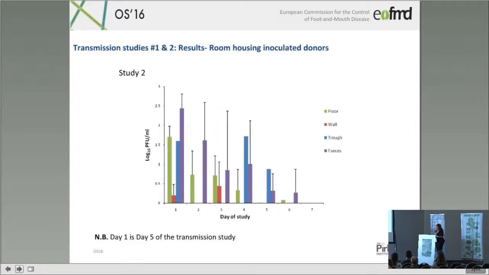Unfortunately, due to cost constraints in the first experiment, we only have data from room 1 for the second experiment. We can see day 1 is day 5, so this is the first day that the room was empty after the 24-hour challenge. You can tell that virus was detected on all surfaces, and there was a gradual decrease throughout 6 days, and then on day 7 we didn't see anything.